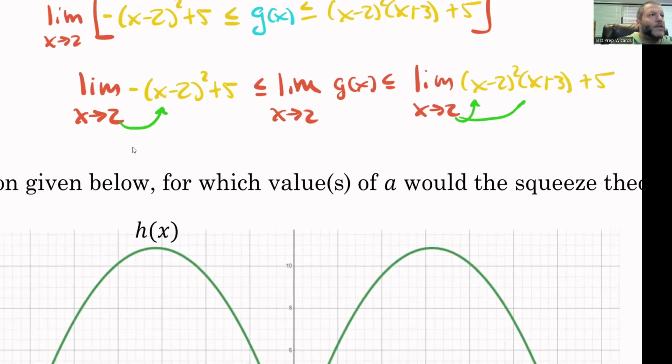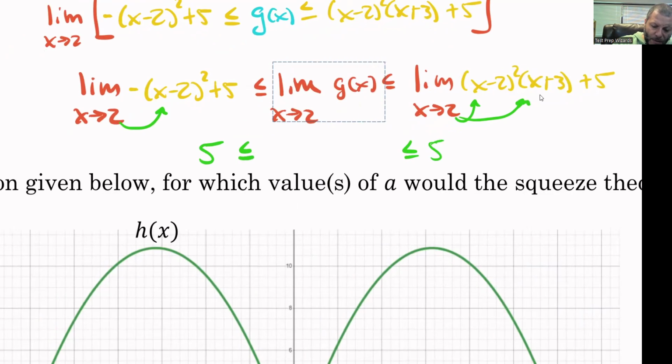And we're going to end up with 2 minus 2 squared. So that's going to be 0. So -0 is still 0. 0 plus 5. So this limit evaluates out to 5. On the right side, I have the same thing. 2 minus 2 is 0. 0 squared is 0. 2 plus 3 is 5. 0 times 5 is 0. So this side is also just going to be equal to 5.